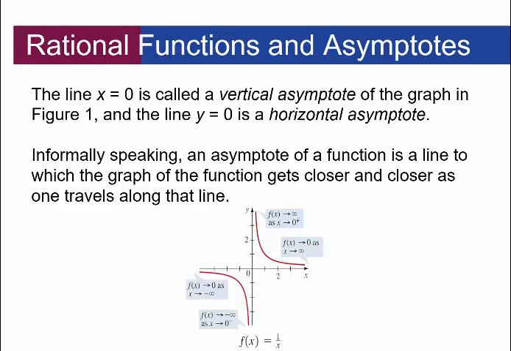This line, x equal to 0, the y-axis, the one it never crosses, is a vertical asymptote of the graph, and the line y equal to 0, the x-axis, is what we call the horizontal asymptote. Informally speaking, an asymptote of a function is a line to which the graph of the function gets closer and closer as one travels along that line, but it never crosses and never touches the line. It gets super, super close to it.